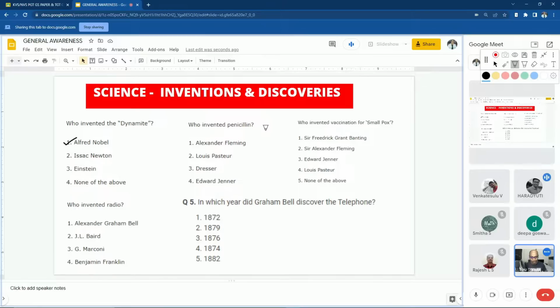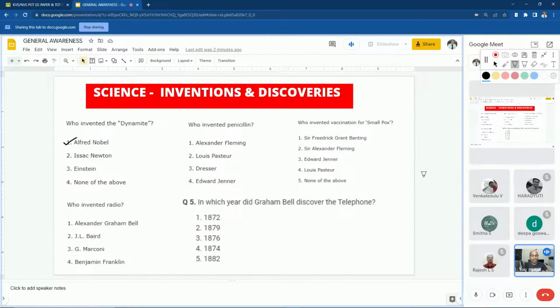Will you lock it? So far as my mind is concerned, I'll go with option 1 only. No, do you want to take 50-50? No, option 1 only. Phone a friend? Fix it. Alexander Fleming, correct. Next question to Smita.